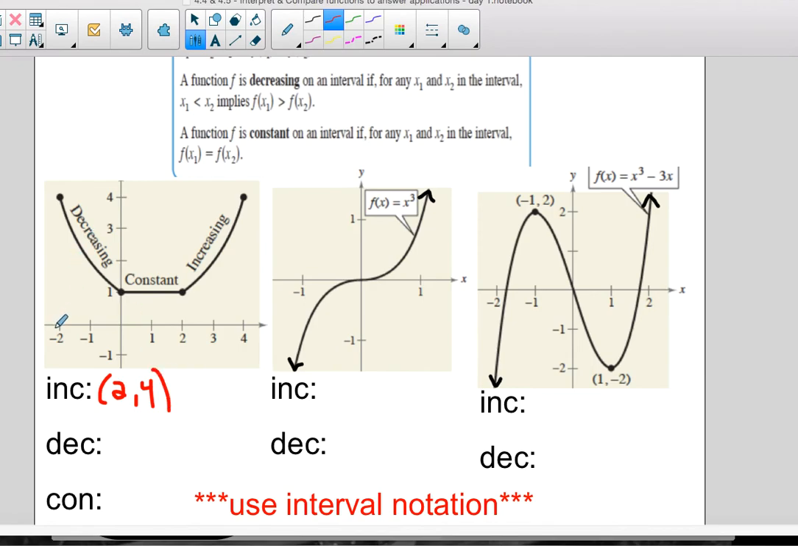It's decreasing from -2 to 0. Right? So always give me the x coordinates. The y coordinates tell me that it's decreasing. You don't need to say that. And constant from 0 to 2.